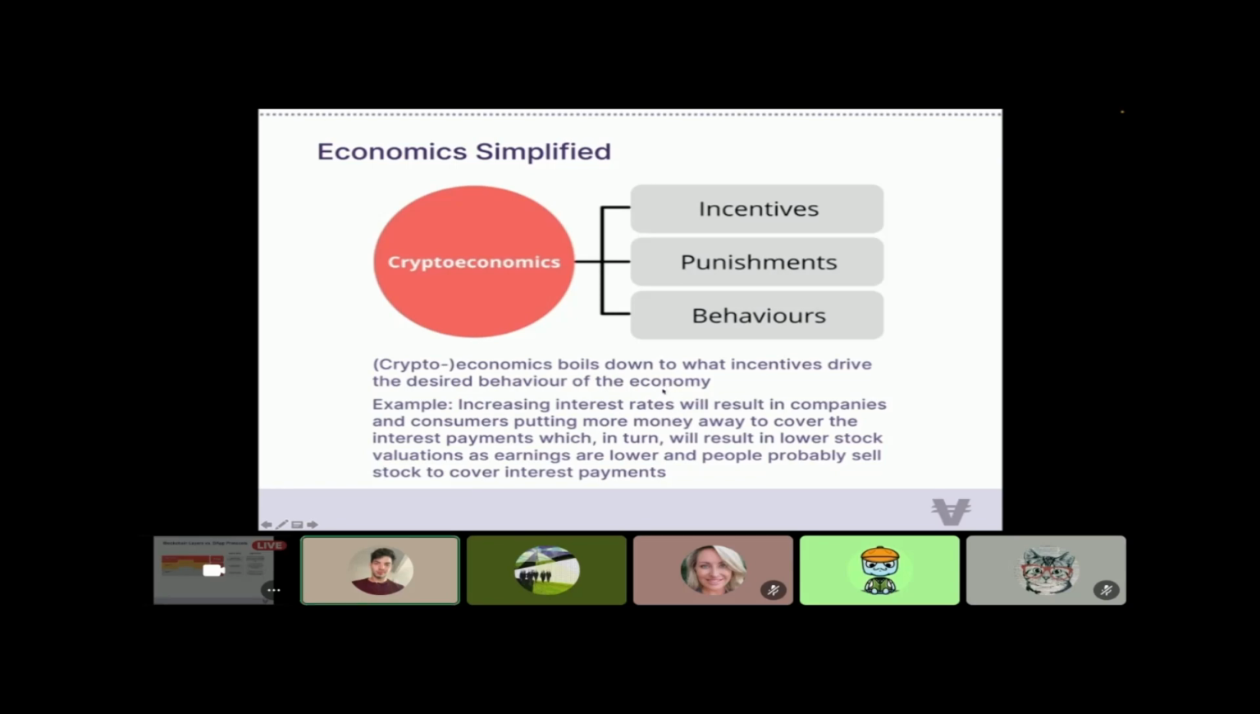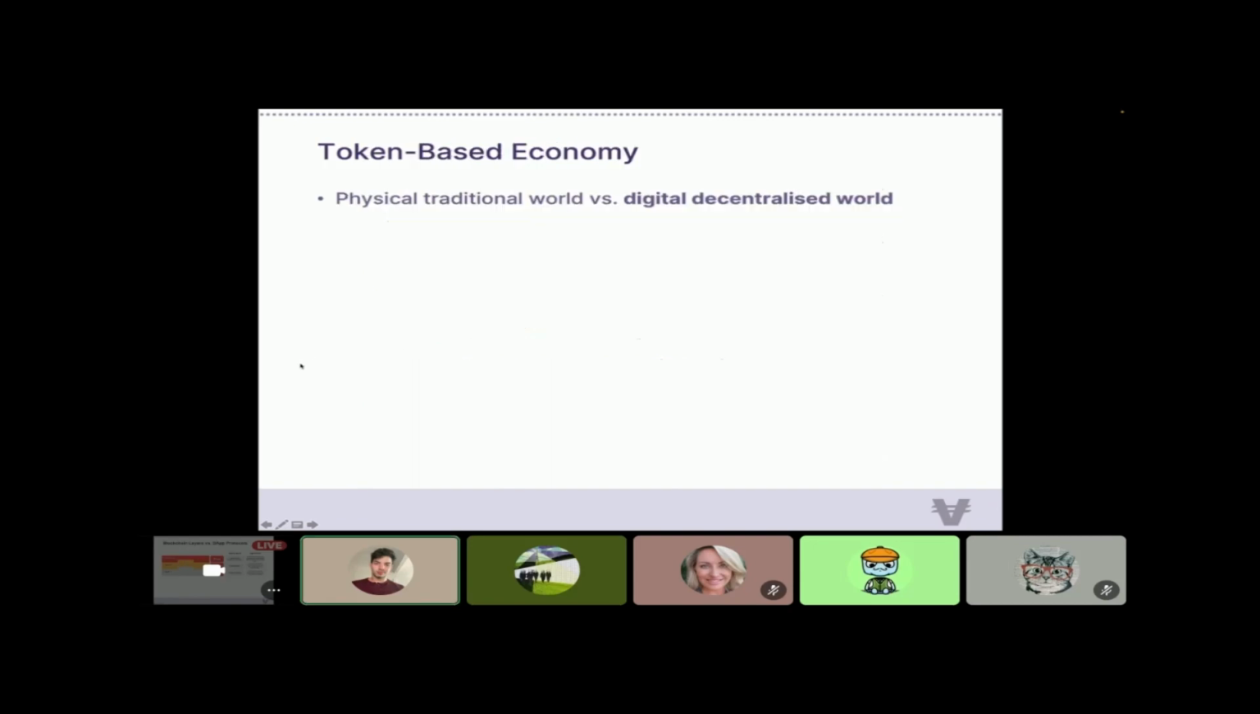They try to make the US dollar more valuable, and as a result, stocks will plummet. As earnings are lower, companies need to make their payments for the loans, and consumers also need to pay their loans. That's just what I thought was an interesting example of crypto economics, or just economics. And now we want to focus more on the digital decentralized world, because that's what we are working on.